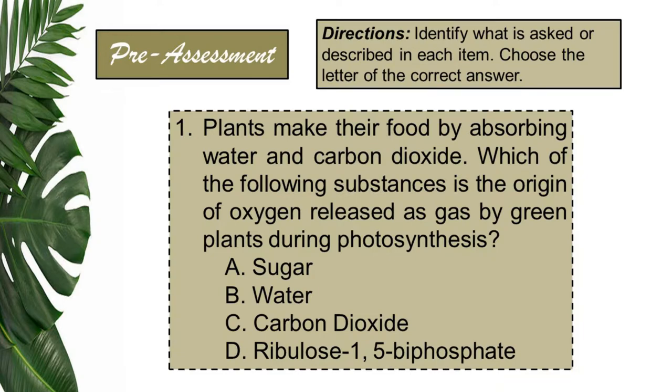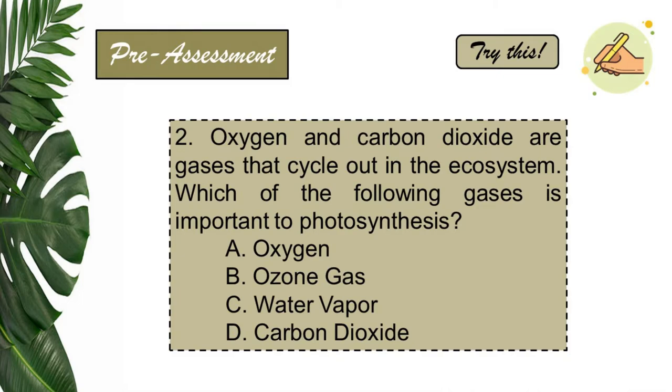Number 1. Plants make their food by absorbing water and carbon dioxide. Which of the following substances is the origin of oxygen released as gas by green plants during photosynthesis? A. Sugar. B. Water. C. Carbon dioxide. D. Ribulose 1,5-bisphosphate. Number 2. Oxygen and carbon dioxide are gases that cycle in the ecosystem. Which of the following gases is important to photosynthesis? A. Oxygen. B. Ozone gas. C. Water vapor. D. Carbon dioxide.